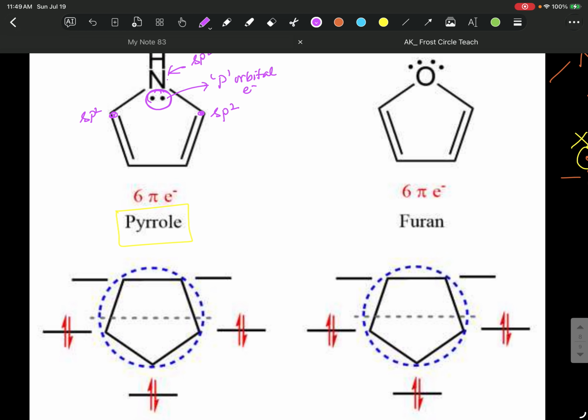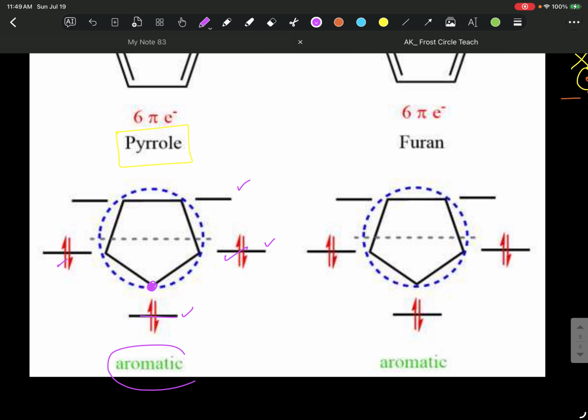Now we draw the circle and we have the apex at the bottom of the circle. The pentagon is placed such that one of the vertices is at the bottom here. And then we have 1 level here, 2 levels here, 2 more levels here. So we have 6 electrons. We start filling in 2 in here, 2 in here, and 2 in here. So all 6 are paired, so this becomes aromatic.